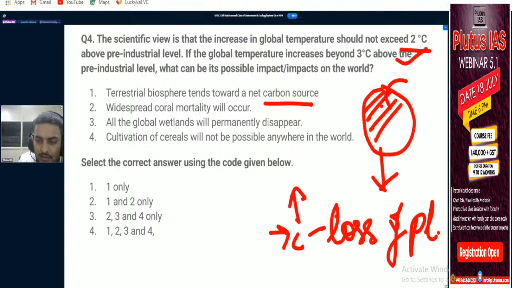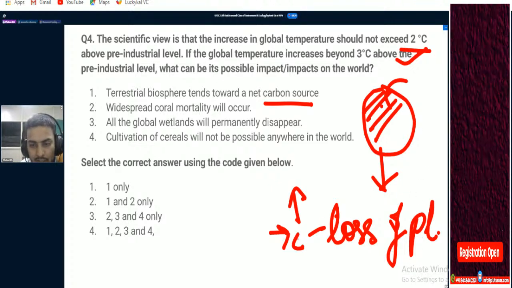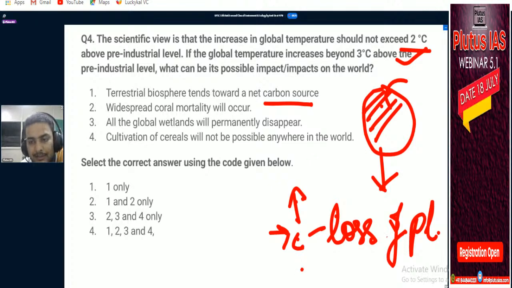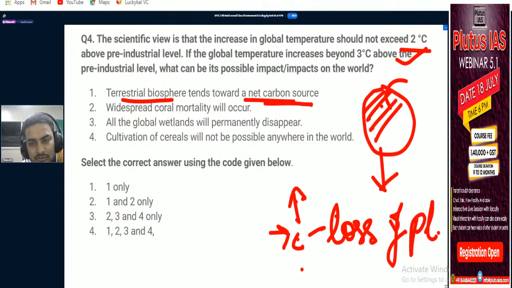So then what will happen? Loss of plants will lead to an increase in emission of carbon, which is till now trapped in these plants, this vegetation part. So the terrestrial biosphere will become a net carbon source. Even the soil holds a large amount of carbon in it.